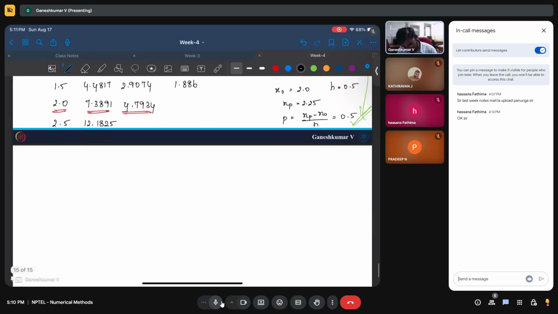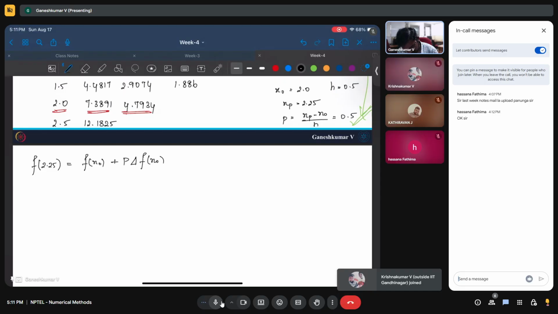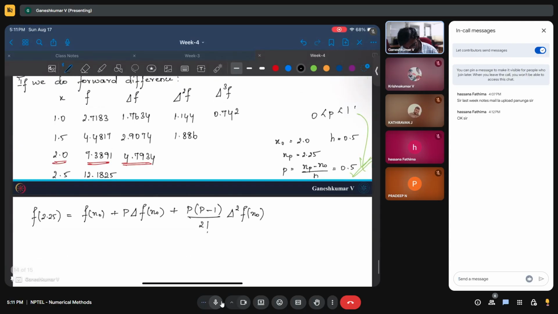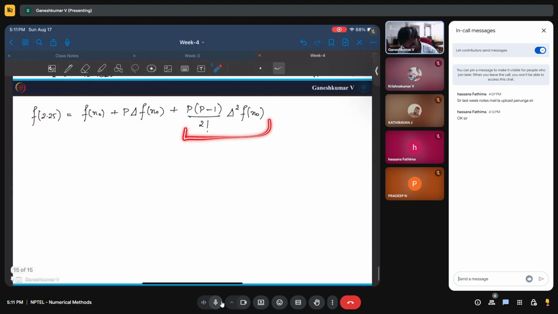And when you do that, let's say you write your f of 2.25 is equal to f of x naught plus p into p minus 1 divided by 2 factorial del square f of x naught. Now what happens? You do not even have this one. You don't even have this. So this part is also 0.